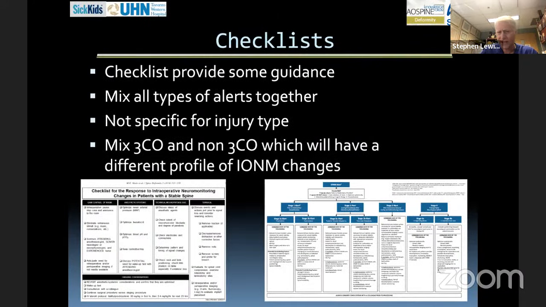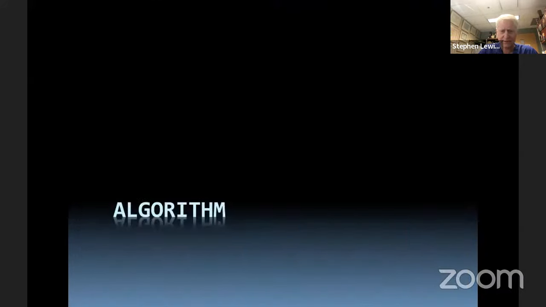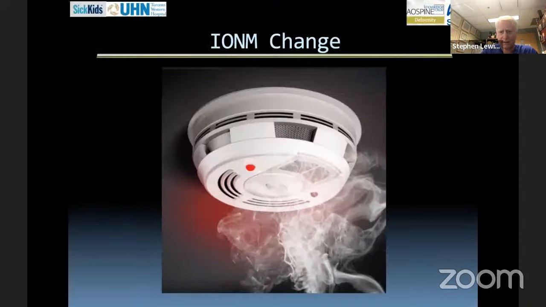So these checklists are okay. They give you some guidance. They mix all the alerts together, so it's not specific for a type of injury and perhaps doesn't give you the feedback you need to be more nimble and make your decisions. It mixes your 3-column osteotomies and your non-3-column osteotomies, and each of them should have a different profile of changes. So the checklists are okay. They make you think about a bunch of things, but I'd like you to be more specific in thinking about exactly what's happening and relating your injury patterns to what you're going to be doing about it.